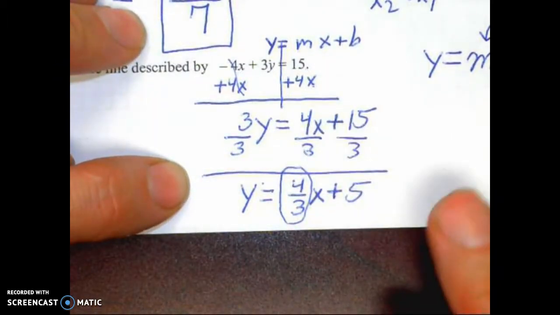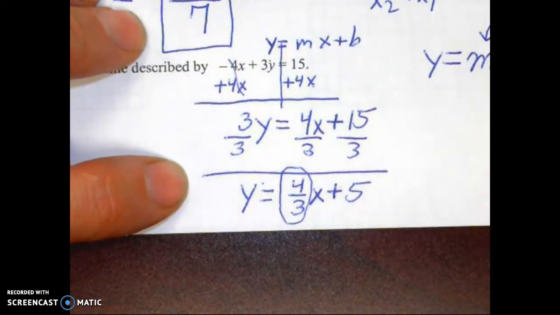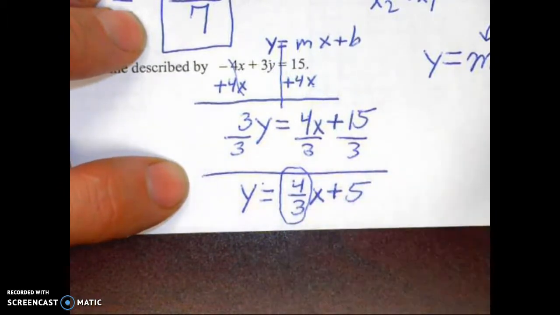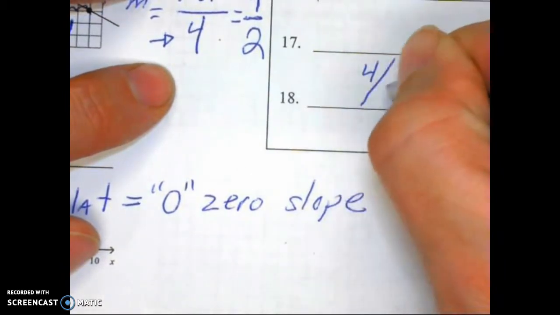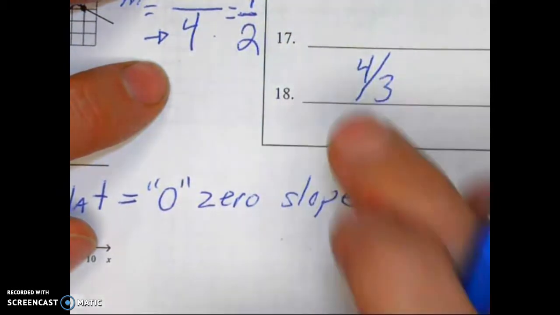So my answer should be 4 over 3. So I think on the key I might have messed up. So your answer should be 4 over 3. So you can go back from number 18 and correct my mistake and put the 4 over the 3. I think I had it reversed. So my slope should be 4/3. Right?